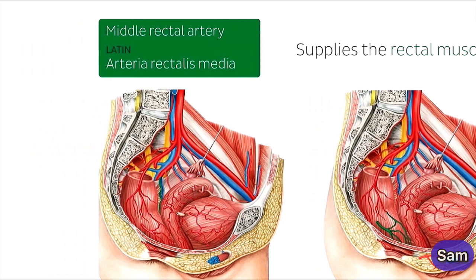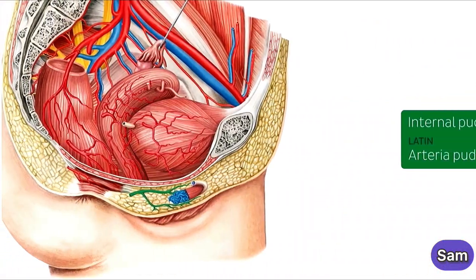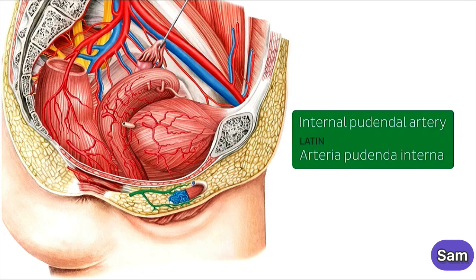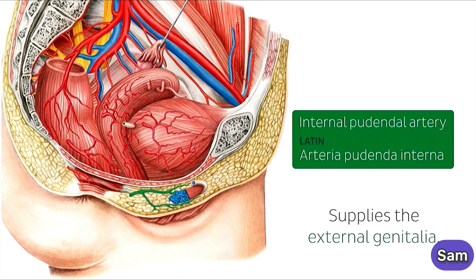The internal pudendal arteries, together with the inferior gluteal arteries, are the terminal branches of the anterior division of the internal iliac artery. The right and left pudendal arteries supply the external genitalia. This artery is bigger in males than in females. It leaves the pelvic cavity through the greater sciatic foramen and enters the perineum through the lesser sciatic foramen.